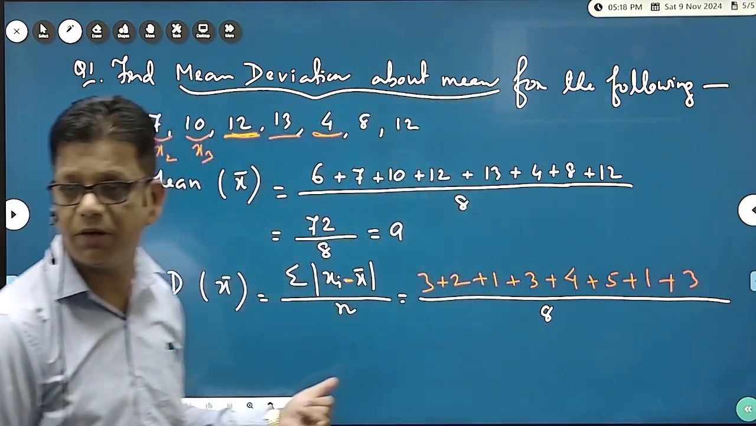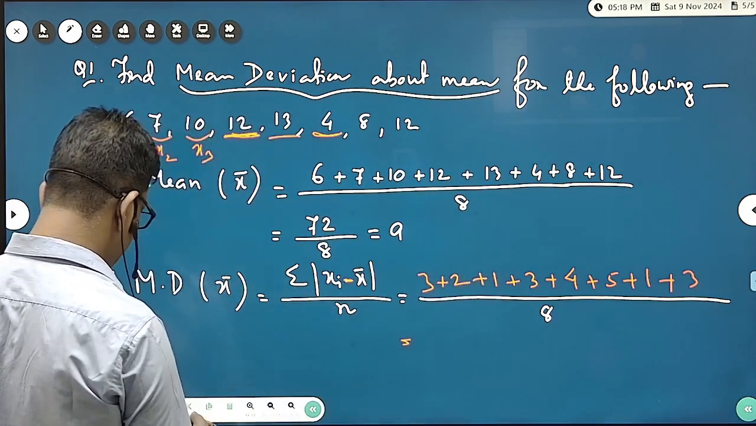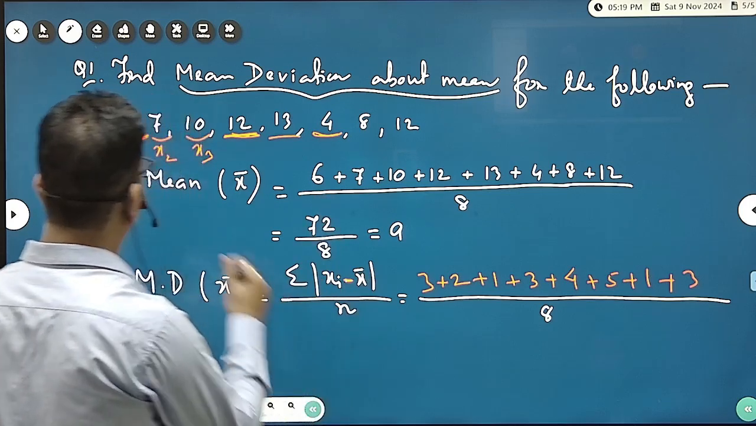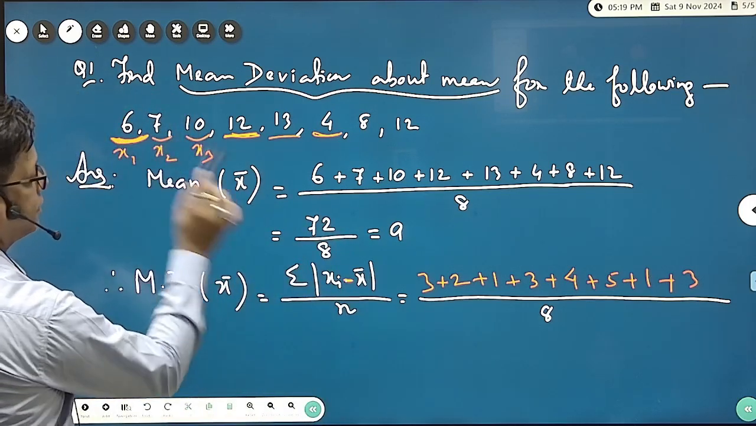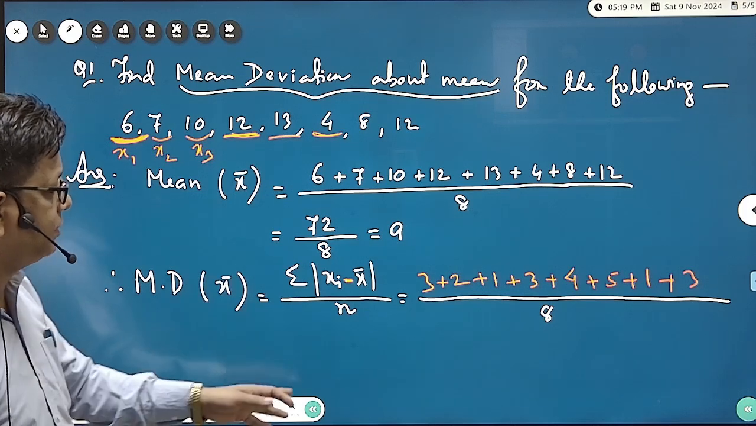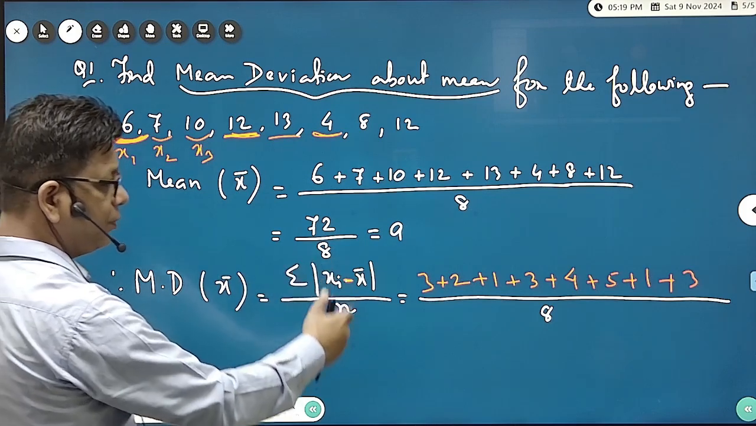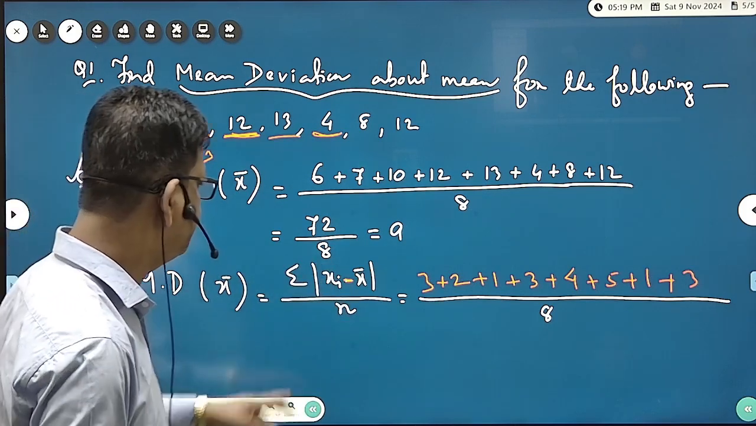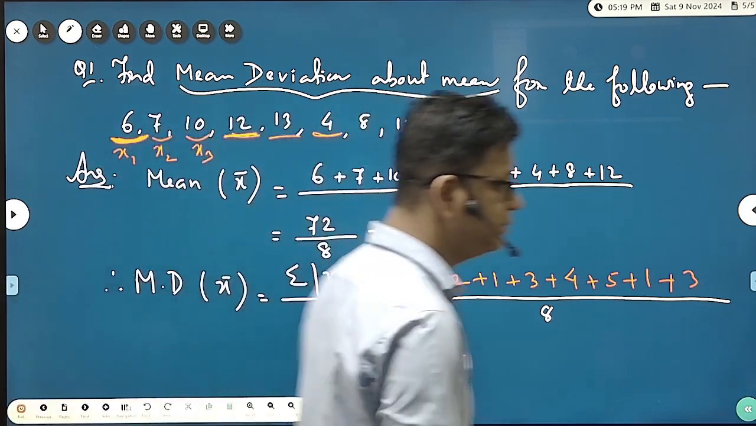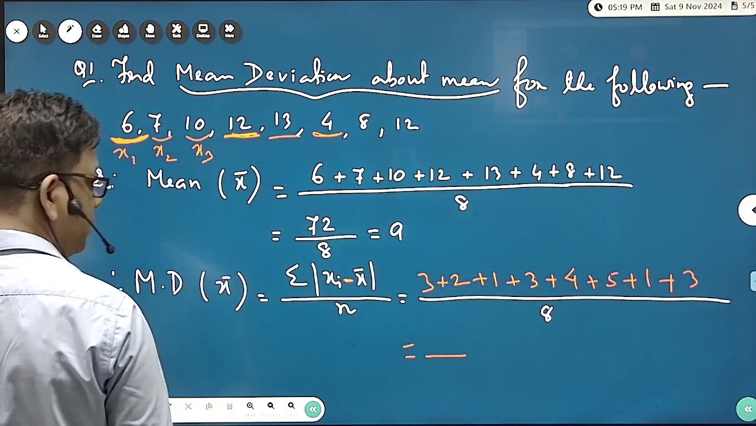So this is the method of getting it, okay? I believe you understood. Under each modulus, every time you have to subtract: 6 minus 9, 7 minus 9, 10 minus 9, all these till 12 minus 9. After subtracting, you take the modulus, and modulus refers to a positive number. So you make it positive and you get the required answer. Add these numbers, got it? And divide by 8.